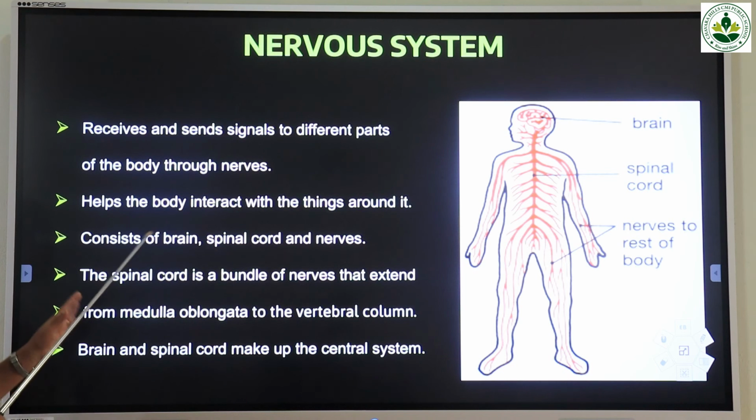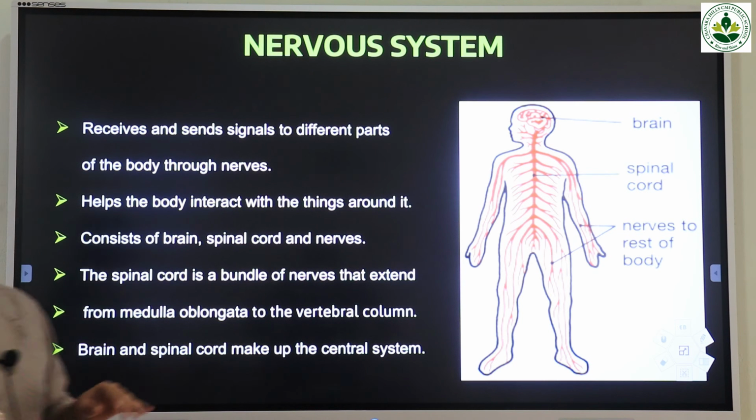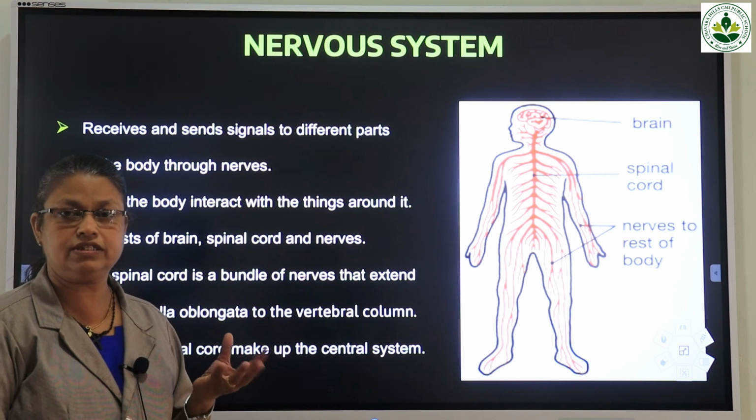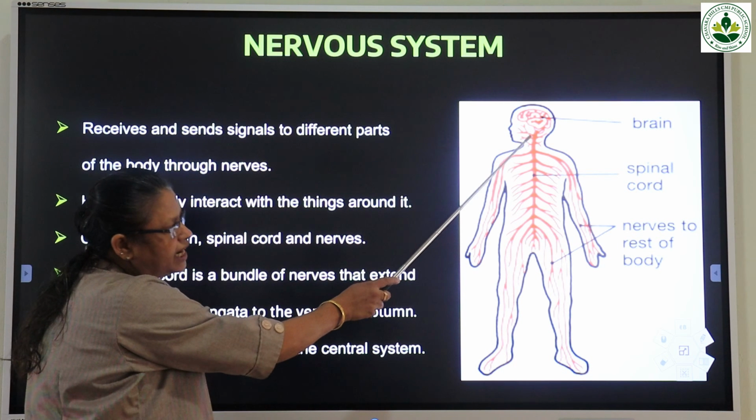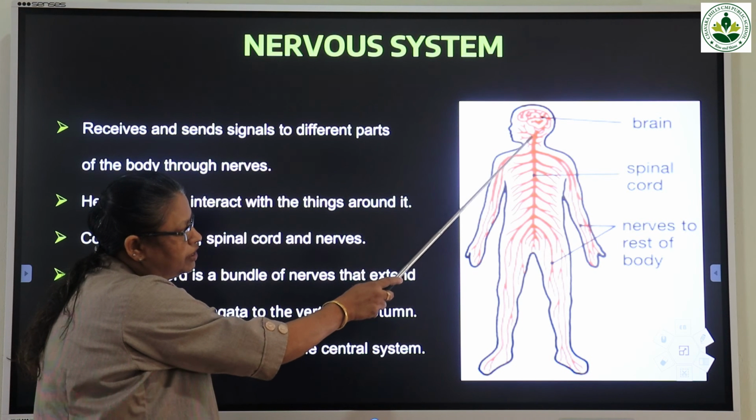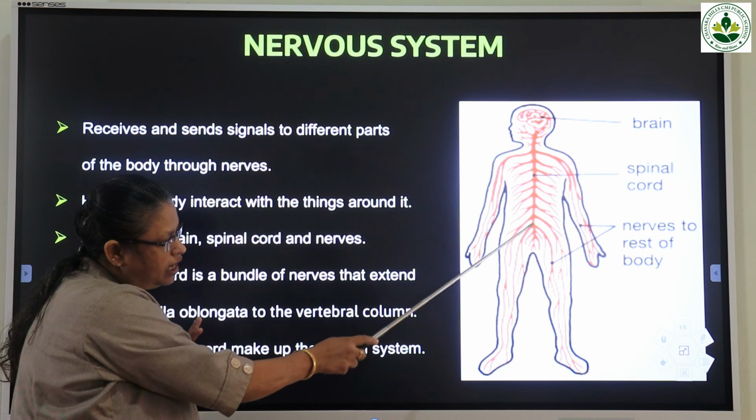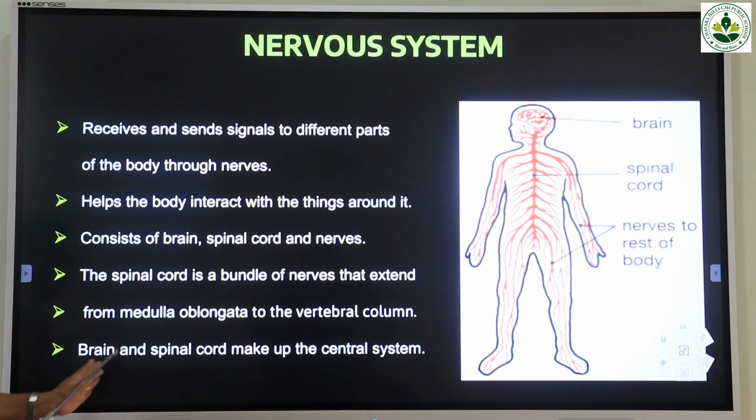Okay, the parts of the nervous system are brain, spinal cord and nerves. The spinal cord is a bundle of nerves that extends from the medulla oblongata to the vertebral column. What is the spinal cord? The spinal cord is a collection of nerves. It's a bundle of nerves, and it starts from the medulla oblongata, the part of the brain known as the brainstem, and it continues down to the lower end of the vertebral column. The vertebral column is the backbone. Okay, then the brain and spinal cord make up the central nervous system.